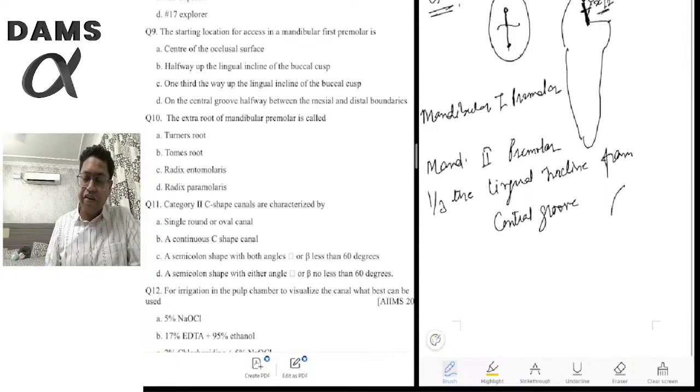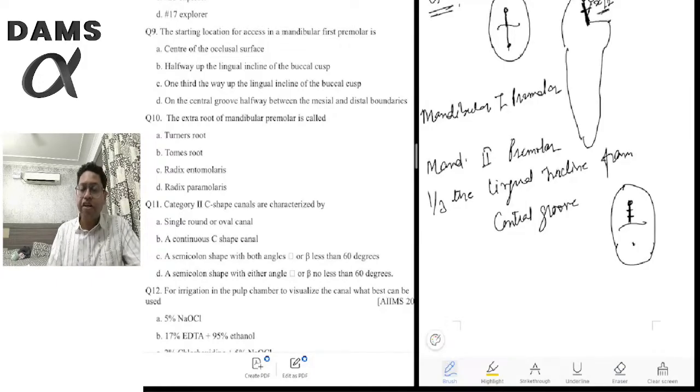Okay, the starting point for a mandibular second premolar: this is the tip of the buccal cusp. This is the lingual incline. We divide it into 3 parts. 1/3 the way up the lingual incline of the buccal cusp. So this is the technical difference. Halfway up the lingual incline of the buccal cusp, versus 1/3 the way up the lingual incline of the buccal cusp.